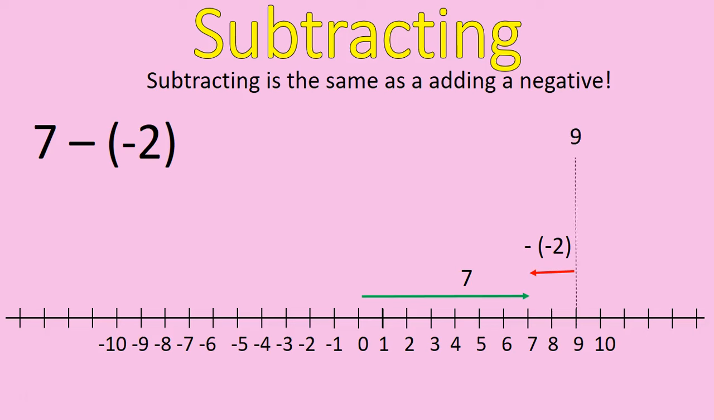So you're actually going to end up with the number positive 9, because it's the opposite of taking away negative 2. The easier way to remember this for all cases is whenever I see this minus negative, change it into a positive. It's going to make your life easier.